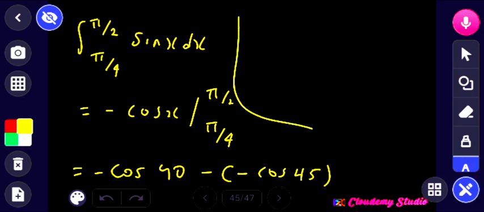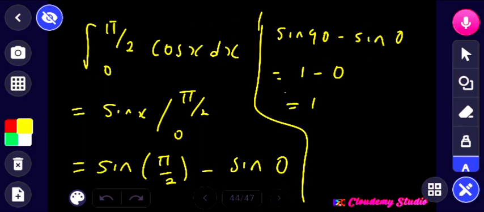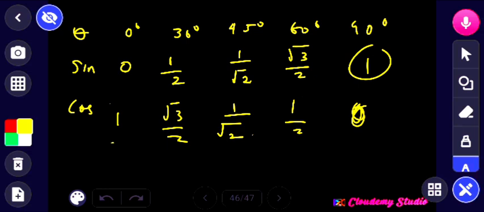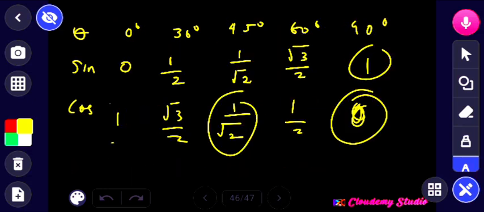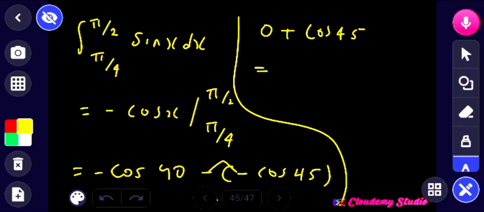So what is cos of 90 from what I've given you? Sorry, cos of 90 equals 0. So that is equal to 0, because minus 0 is equal to 0. Minus times minus equals plus. Plus cos 45. What is cos 45 from what I've given? Cos 45 is 1 over root 2, which means our answer for this particular question equals 1 over root 2 as our answer for this definite integral. You understand? So these are how to solve questions under definite integral.